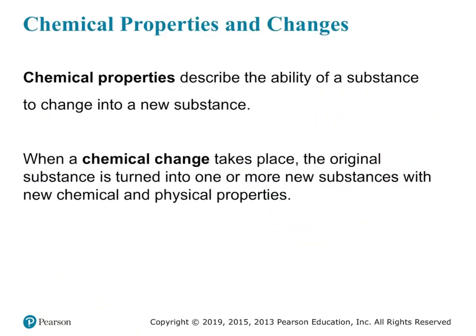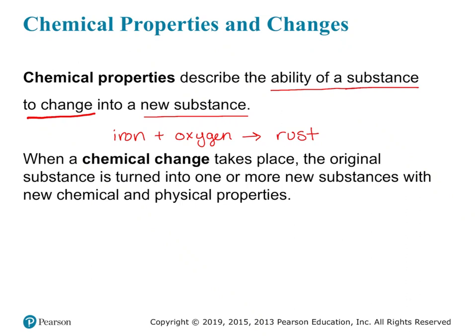So now let's talk about chemical properties and changes. So chemical properties describe the ability of a substance to change into a new substance. So now we're changing the identity of the substance. So for instance, if you have let's say some iron nails that have been sitting out in your garage or maybe in a tool shed somewhere, over time they're going to react with moisture and oxygen in the air to produce rust. So iron plus oxygen will give us rust. So that's an example of a chemical property because iron has the ability to react with oxygen and become a new substance, which is rust.